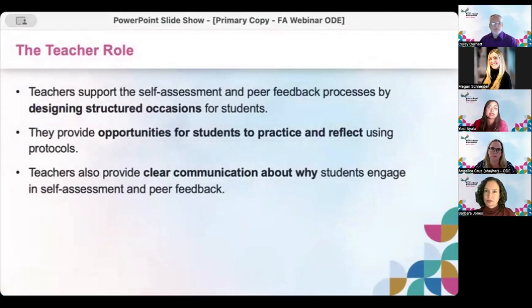And now many times when we think about the student role, teachers are like, but what is my role, right? And teachers play an important role in designing these structured occasions and also creating the conditions for students to engage in self-assessment and peer feedback processes. So teachers provide those opportunities for students to practice and reflect by modeling and using protocols. Teachers must also provide opportunities for students to practice using the self-assessment and peer feedback processes by also engaging students in those protocols. So not just modeling, but also allowing students to do it with one another. And collectively, these protocols support students to engage and practice, which ultimately supports an increase in student agency. Next slide, please.